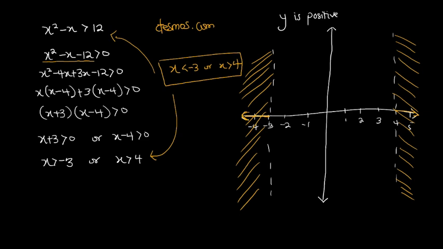All right, so let's have a look at another example. So we have 2s squared less than 9s plus 5. Okay, this is a very beautiful example. Now let's try and solve this problem.